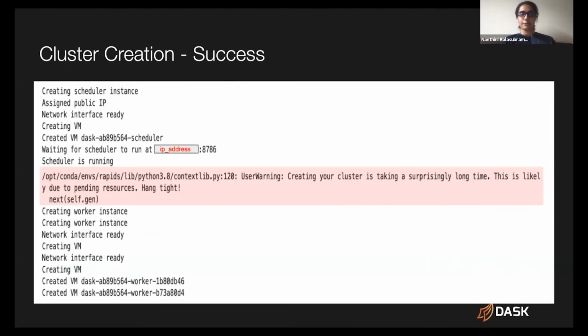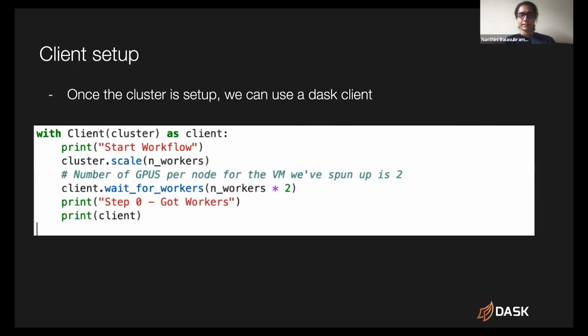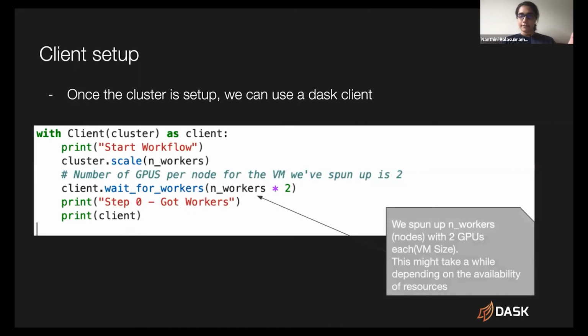This is what you'll see when you run that cell for cluster creation. You'll get an IP address where the scheduler will be running. And once the client is set up, you can access the dashboard using port 8787. This is similar to what you would set up for any of the Dask clients, where you just pass in the cluster and then wait for it to scale up. As you can see, we're waiting for 4 workers to scale up because there are going to be 2 nodes with 2 GPUs each. That's what this step does.